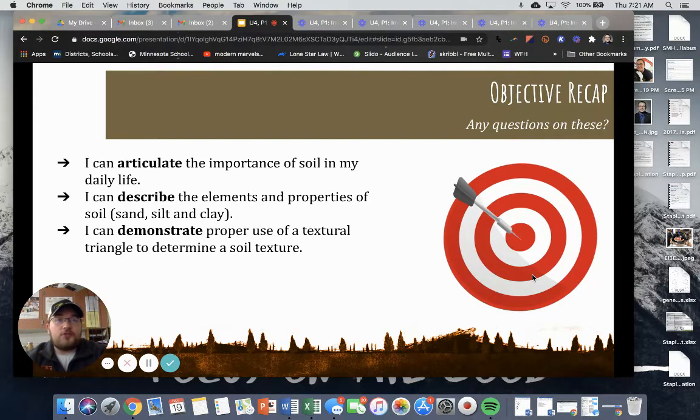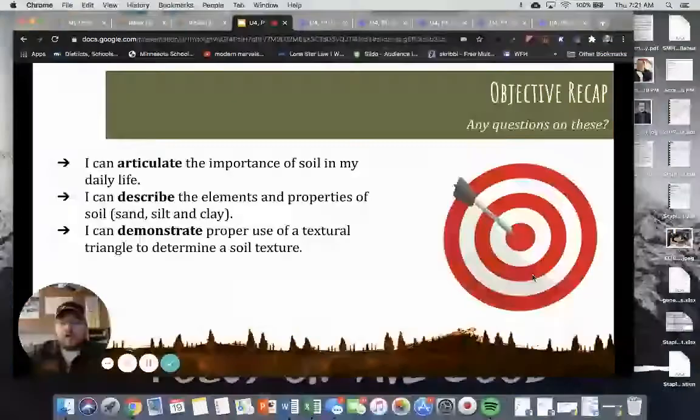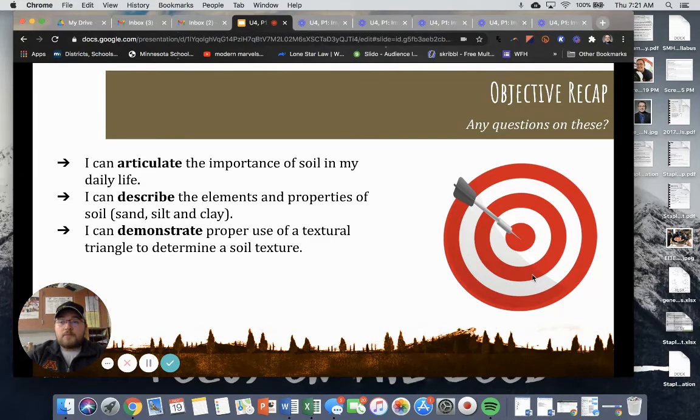The third one, I can demonstrate proper use of a textural triangle to determine a soil texture. We know there are 2 different methods, the ribbon test and the lab analysis method, that we can use to determine the soil texture. The lab test is a lot more precise, but a little more expensive and time consuming, whereas the ribbon test requires you to learn how your soils look and feel in your hand, and you can't necessarily say which of the 12 classes it is, but something more broad, like coarse or fine as your textural class.